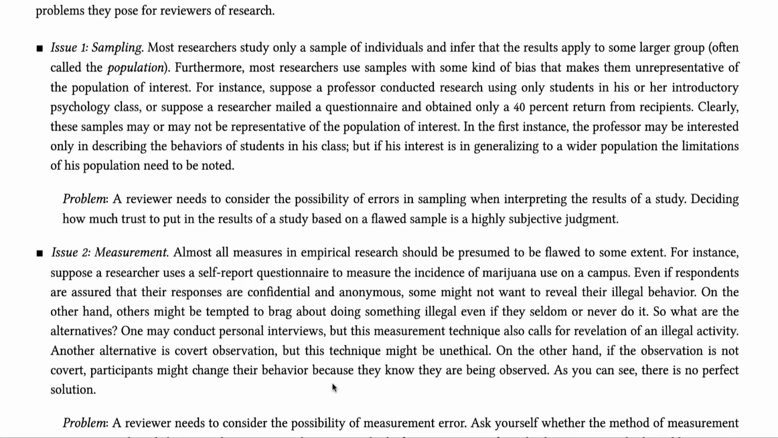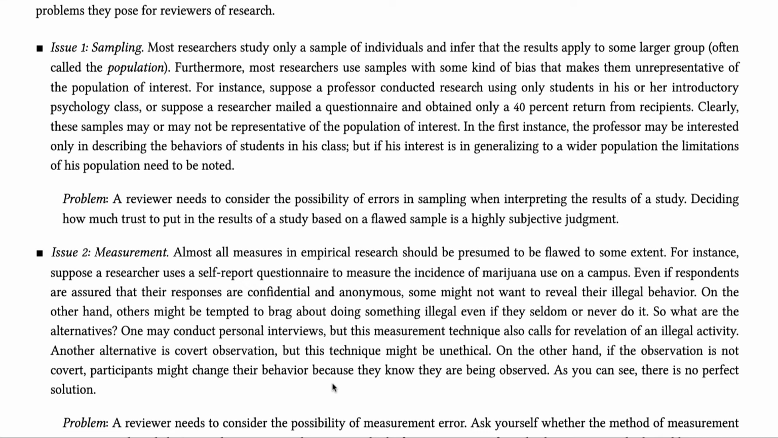Problem: the reviewer needs to consider the possibility of errors in sampling when interpreting the results of a study. Deciding how much trust to put in the results of a study based on a flawed sample is a highly subjective judgment. Issue 2, measurement.